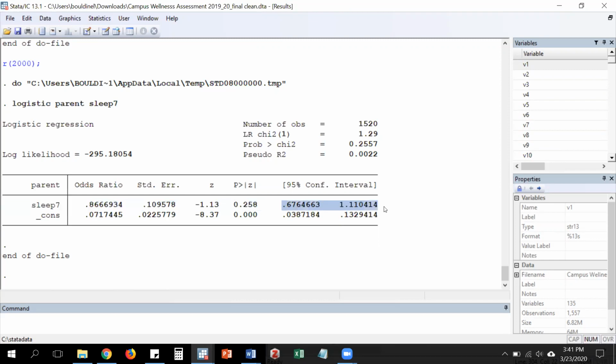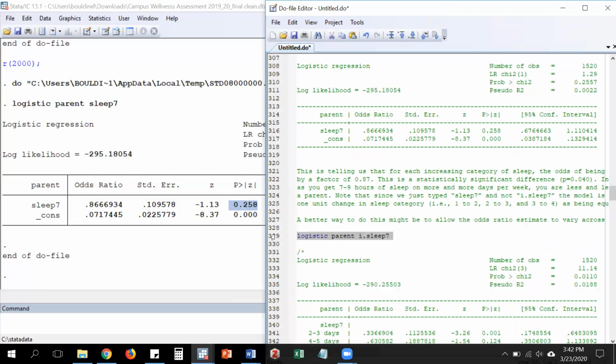Our confidence interval goes from 0.68 to 1.1. So remember our null here would be that the odds ratio is equal to 1, that there is no difference in the odds of being a parent based on how much sleep you get. And so 1 is contained within this confidence interval, and we can confirm here with our p-value. Our p-value is 0.26, so clearly greater than 0.05. So we fail to reject the null here. So there's no statistical evidence in this model that sleep influences your parent status.